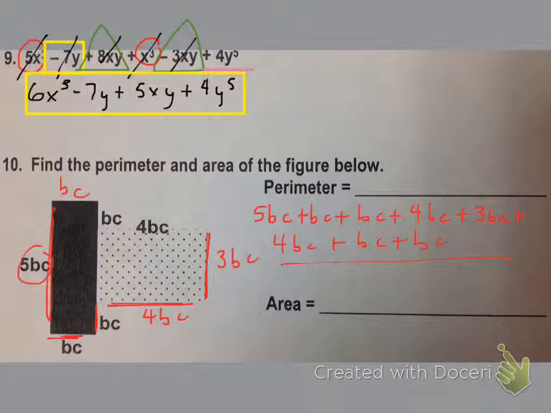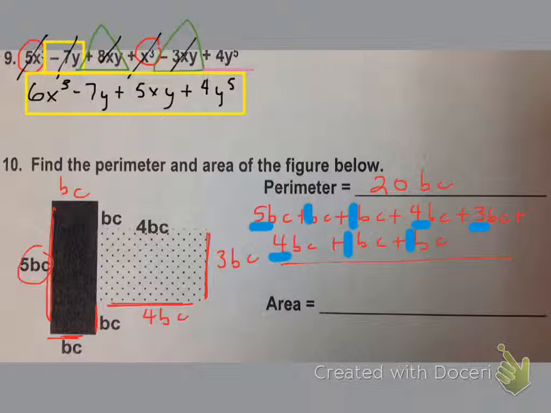So now you can do 5 plus what here? 4. What's the second term? 1. Okay, so 5 plus 1 plus what? 1 is 7 plus 4 is 11 plus 3 is 14 plus 4 is 18 plus 1 is 19 plus 1, which is 20. So our answer is 20 BC. Okay?